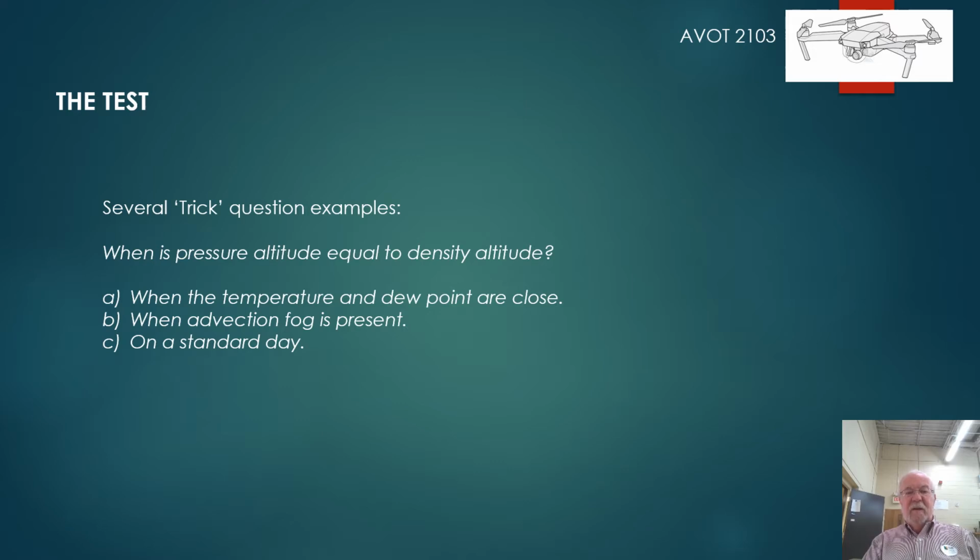When is pressure altitude equal to density altitude? We've talked about that before, and a little later in this course we're going to review that. But again, remember that they're asking simply when are they equal? Obviously, on a standard day. Standard day, what is that? That's atmospheric pressure 29.92 millibars and temperature 59 degrees centigrade. That's a standard day. And when the day is like that, pressure altitude is equal to density altitude.